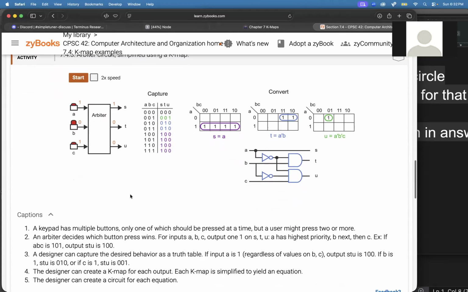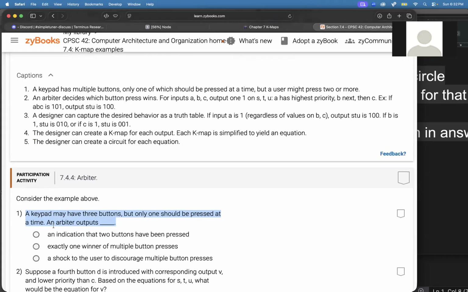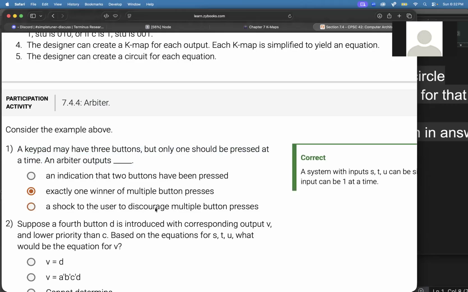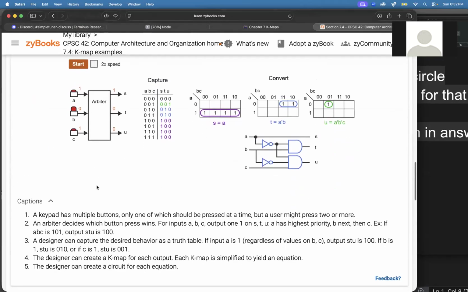A keypad may have 3 buttons, but only one should be pressed at a time. An arbiter outputs probably exactly one winner of multiple button presses. Although a shock to the user to discourage multiple button presses is also a good option. Suppose a 4th button D is introduced with a lower priority. Based on the equations for STU, what would be the equation for V? Okay, let's see how they did this. We did not read.